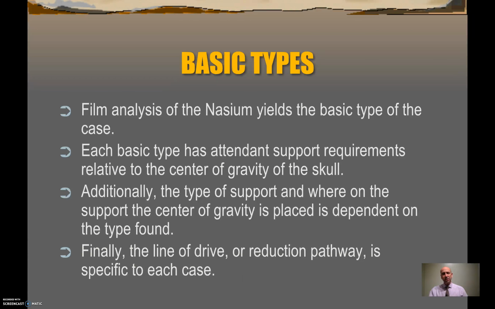So when we look at the basic types, we have film analysis of the nasium that yields the basic type of the case. Each basic type has attendant support requirements relative to the center of gravity of the skull, and we talked about the center of gravity in an earlier broadcast. Additionally, the type of support and where in the support the center of gravity is placed is dependent on the type found. Finally, the line of drive, or the calculated vector, the reduction pathway, is specific to each of the cases.